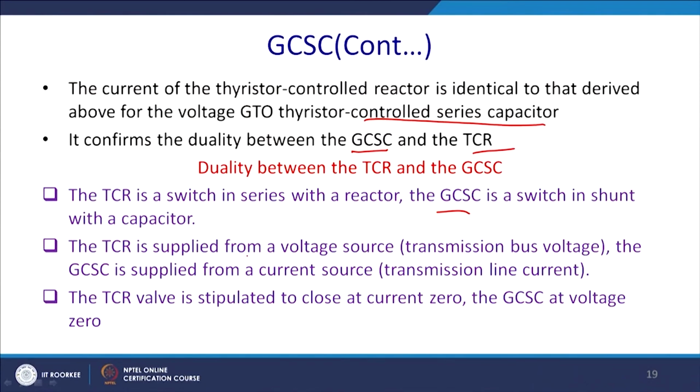TCR is supplied from the voltage source, the transmission bus voltage. The GCSC is supplied from a current source, the transmission line current. The TCR valve is opened to close at current 0 and GCSC operates at voltage 0. Thus we conclude the GCSC.